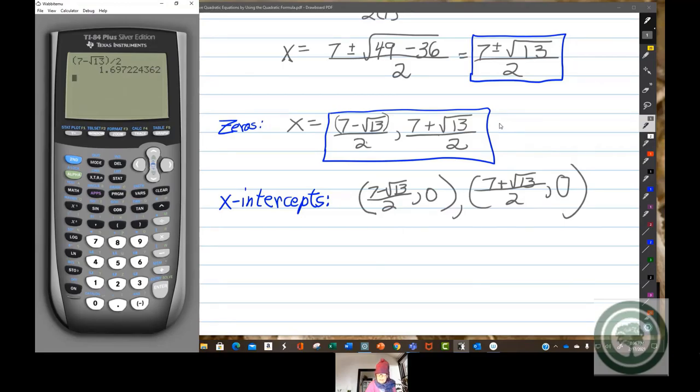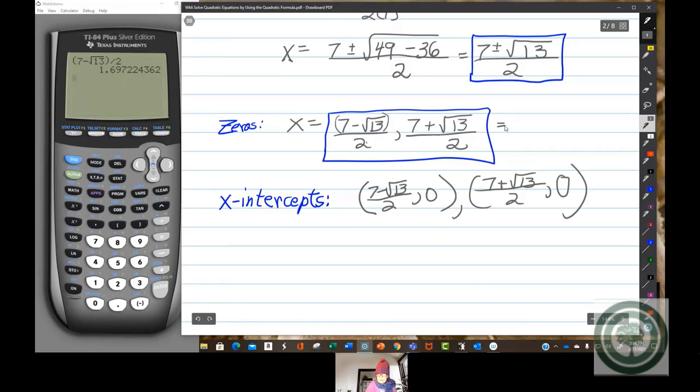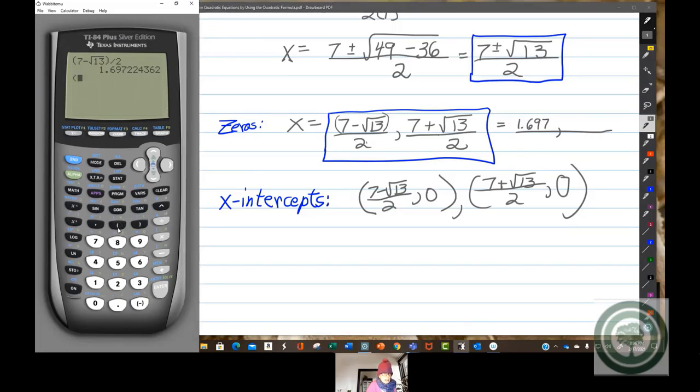I'm supposed to round that to 3 decimal places. Okay, right. So this will be the second step. And you write the decimal answers with a comma in the middle. So this will round to 1.697. That 2 is not big enough to cause the 7 to round up to an 8.